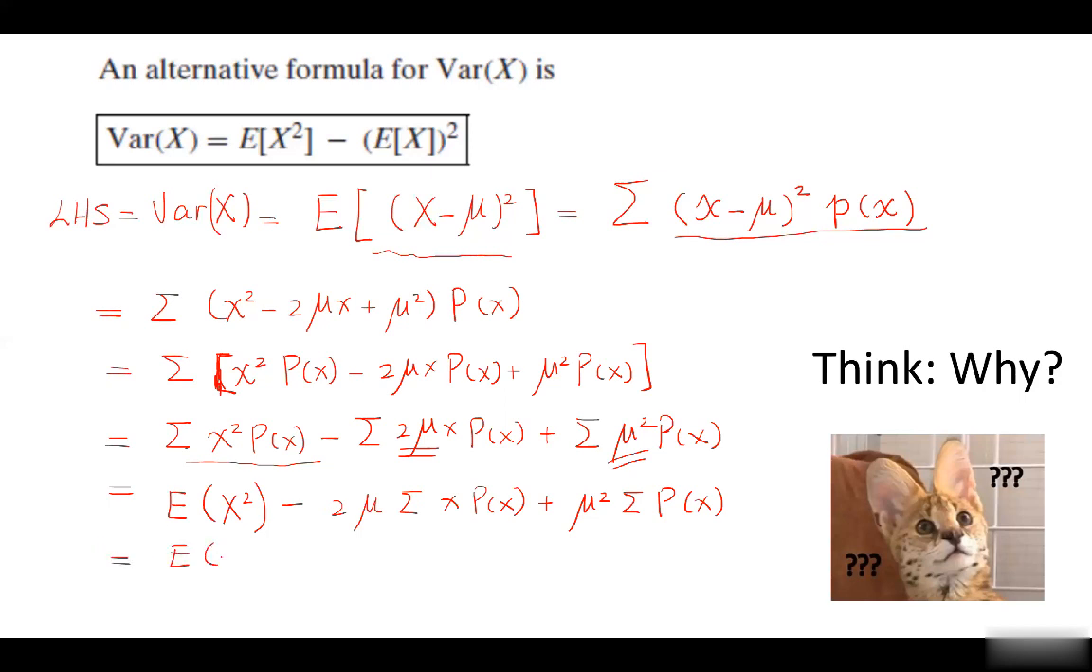Okay, so let's keep the first part. And what is the second part? According to the definition, this is a sum of each value of x times its corresponding probability. This is actually E(X), right? 2 mu times E(X). E(X) is actually mu, right? Or mu is actually E(X). These two parts are the same. Plus mu squared times, what is the sum of all p(x)? The sum of all p(x) always equals 1, right?